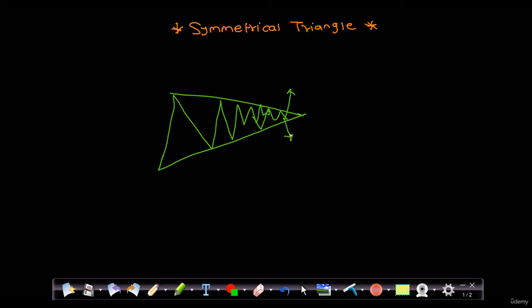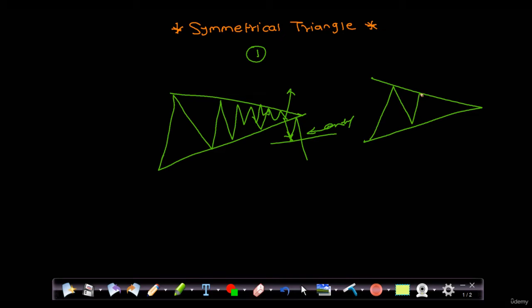Now what happens if the market breaks this one? How do we need to trade? Just wait for the retest. After the retest, if the market falls again, then make an entry at this position. This is the first case. What is the second case? Suppose you have this much. This is the symmetrical triangle pattern.